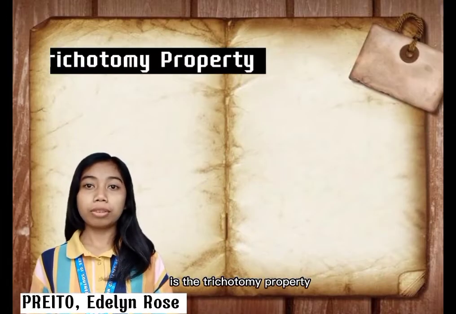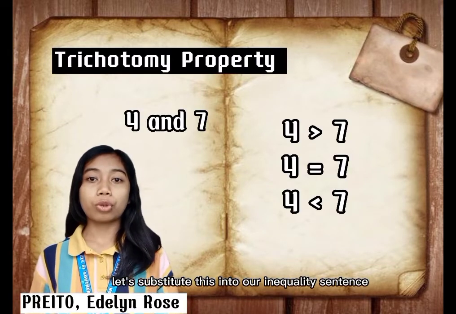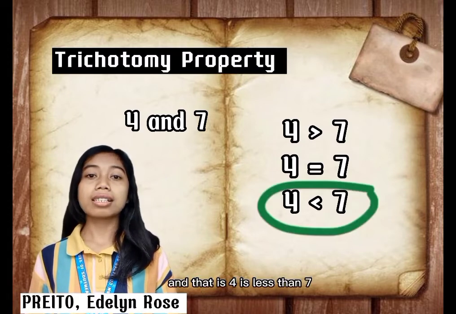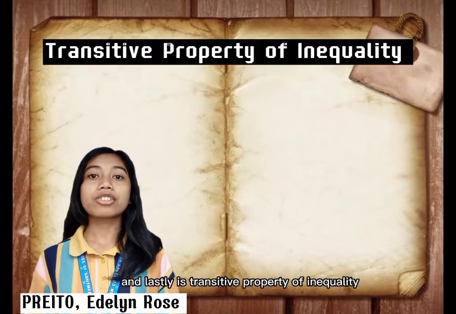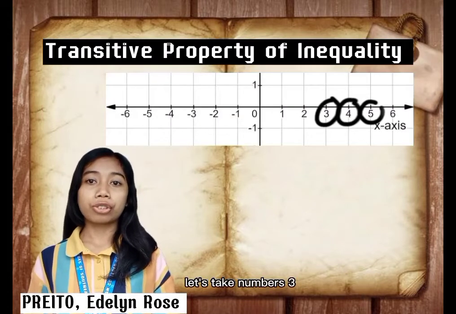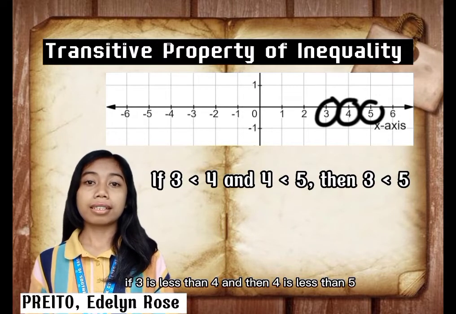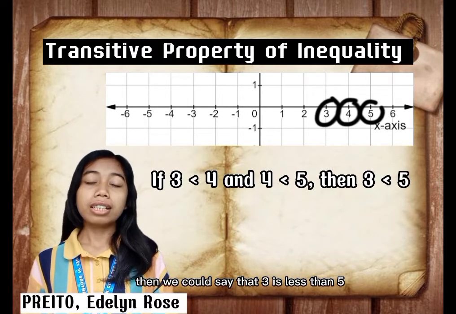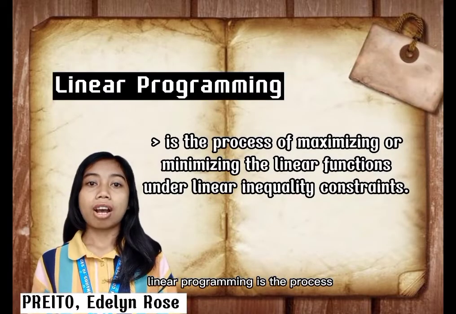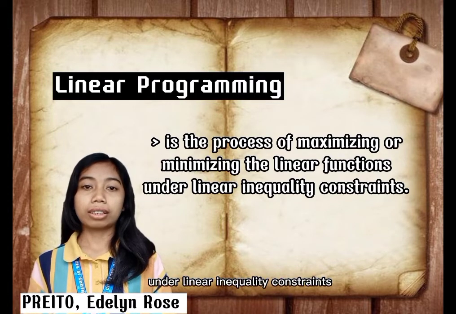Third is the trichotomy property. For example, 4 and 7. Let's substitute this into our inequality sentence. Only one here is true, and that is 4 is less than 7. And lastly is the transitive property of inequality. For example, let's take numbers 3, 4, and 5 on the number line. If 3 is less than 4 and 4 is less than 5, then we could say that 3 is less than 5. Linear programming is the process of maximizing or minimizing linear functions under linear inequality constraints.